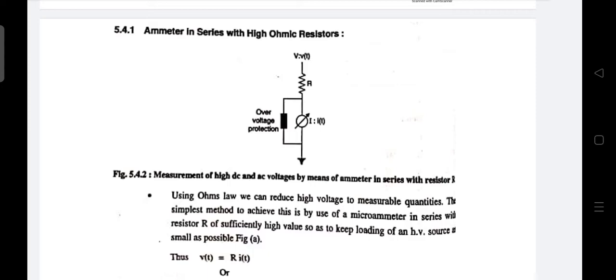Now we are studying the ammeter in series with high ohmic resistors. Here in the circuit, a resistor is connected in series with the current measurement supply, and the overvoltage protection is connected across the current supply to protect it. This is used for the measurement of high DC and AC voltage by means of an ammeter in series with the resistor R. So using Ohm's law, we can reduce high voltage to measurable quantities.